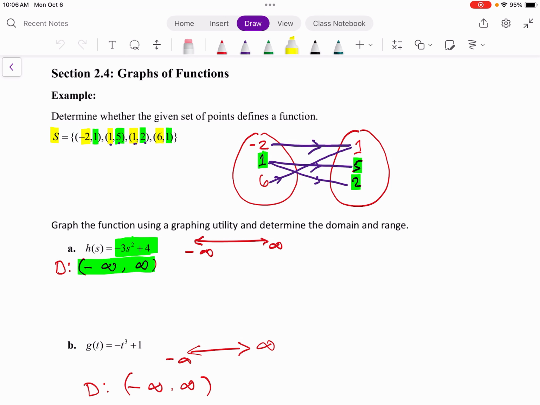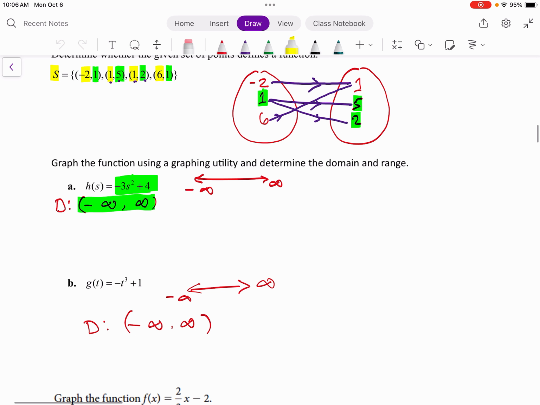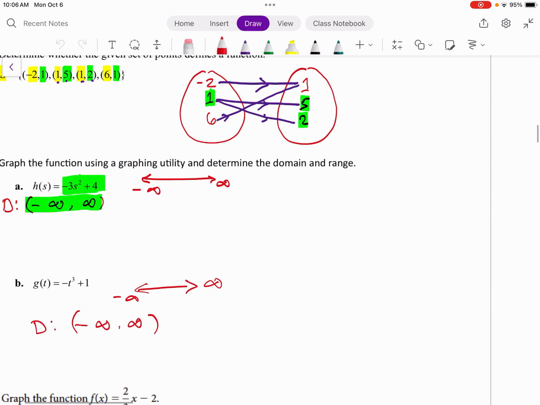In this section, we are trying to graph a function, okay? In our last class, we used a graphing tool to graph this function. Today, we will graph using our points. So let's start with our function h of s, okay? We have a function h of s equals negative 3s squared plus 4.